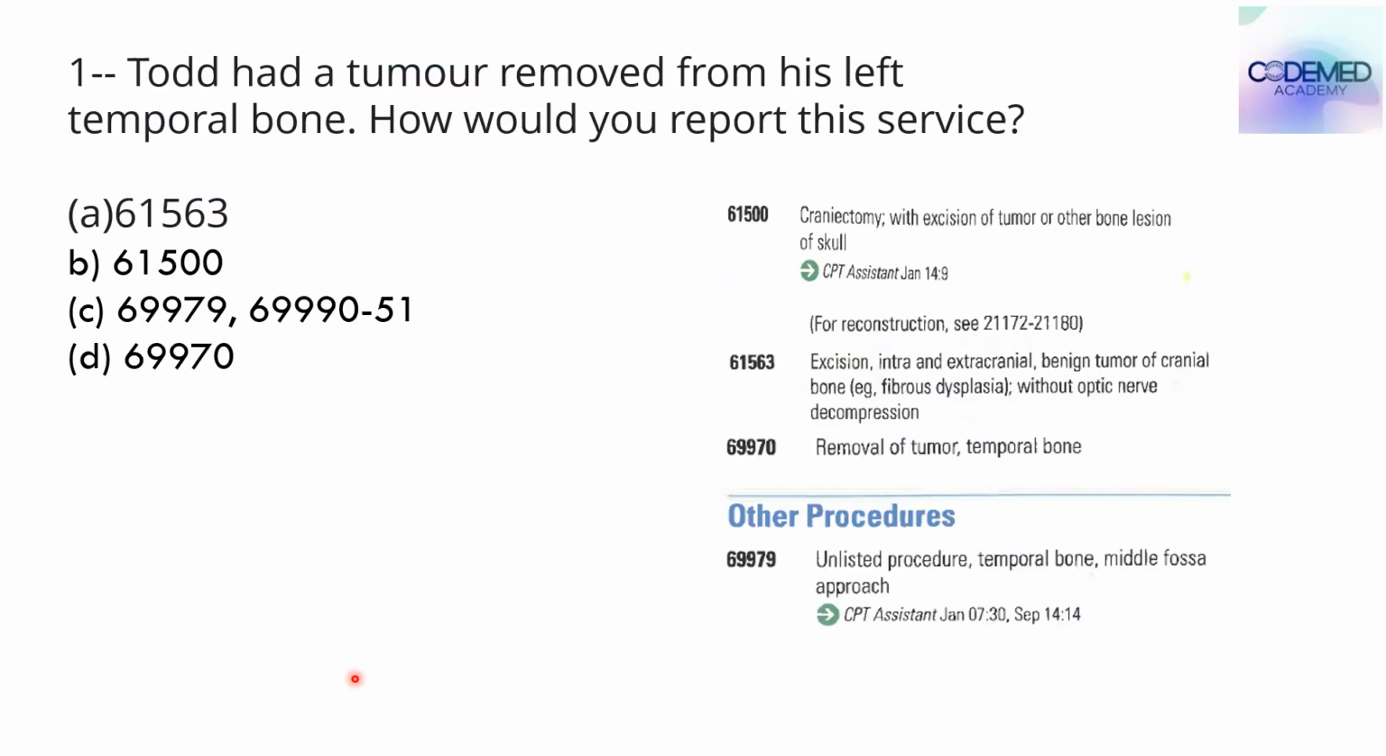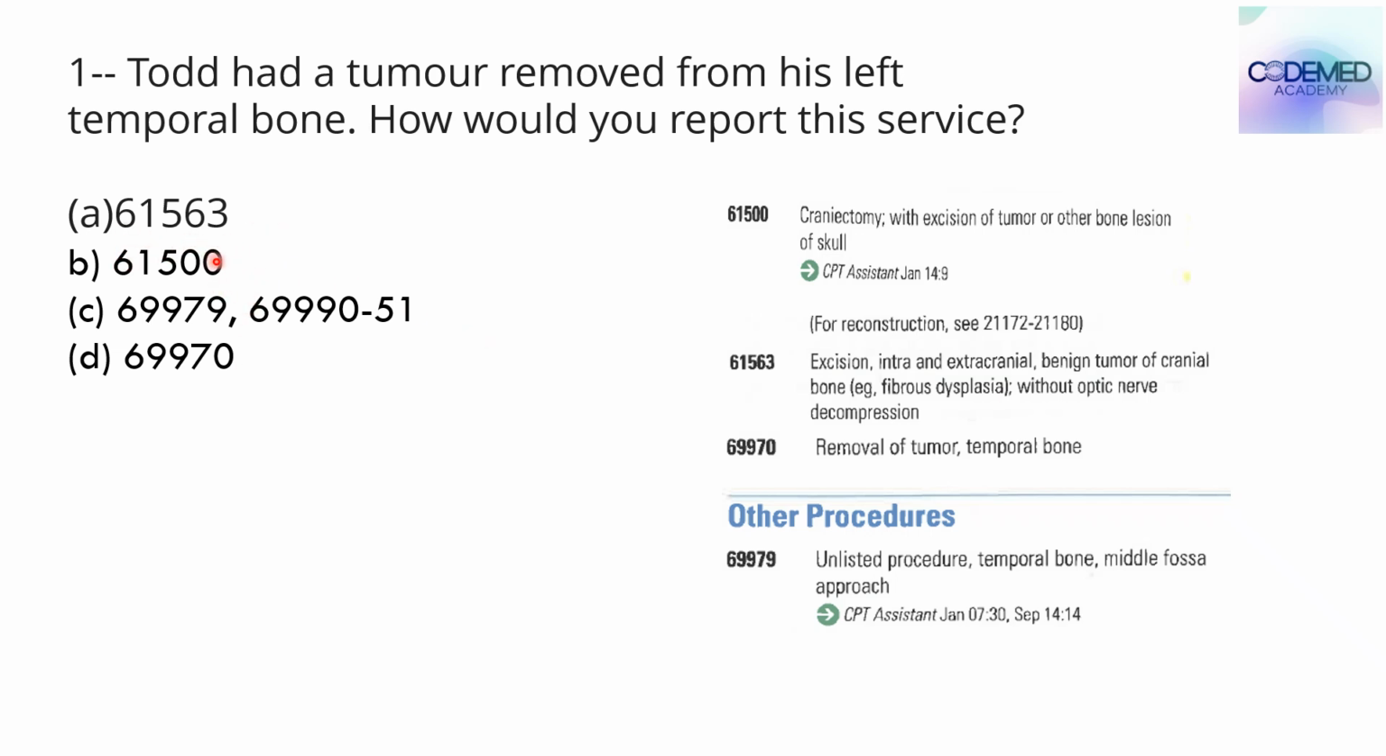So we have finished with a lot of theory part, and now we begin with the practice. So the first question is, Todd had a tumor removed from his left temporal bone. How would you report this service? And we have these codes. So just go through all the codes.